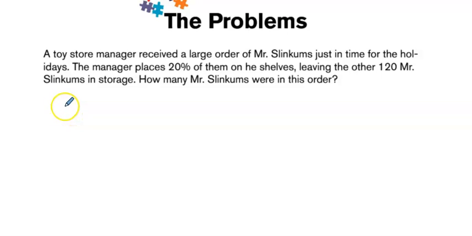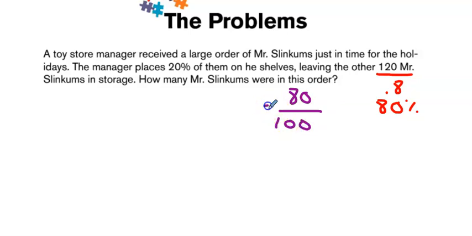So we know that 20% of them went on the shelves, which means that 120 Mr. Slincums must represent 0.8 or 80% of all the Mr. Slincums that were ordered. So you can set up a proportion or an equation depending on which way you like to solve this problem. If you want to use a proportion, you might want to set it up as 80% of the total 100% is equal to 120 out of x.